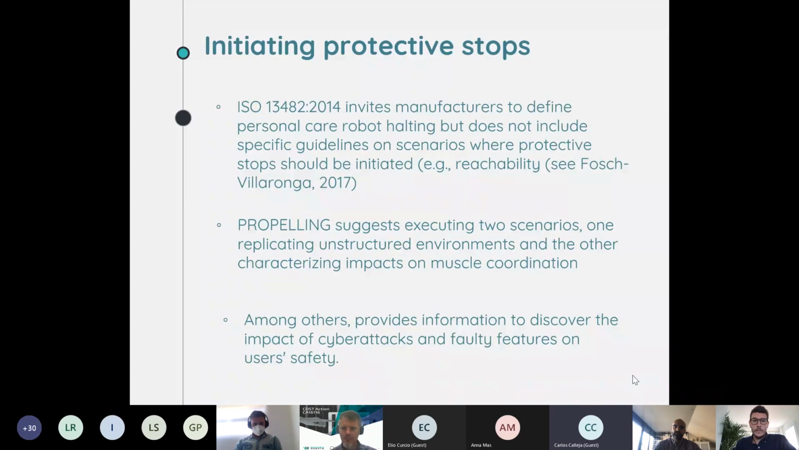And this third aspect we think is key: it will provide information on the impact of cyberattacks and faulty features on user safety. As the cyber aspect and the physical layer get more closely interrelated, it seems that there are many issues of cybersecurity that may impact user safety. However, there is a lack of research on how faulty or malicious actors in the cyber realm can impact user safety. And with the tests, we're aiming at unearthing those aspects.